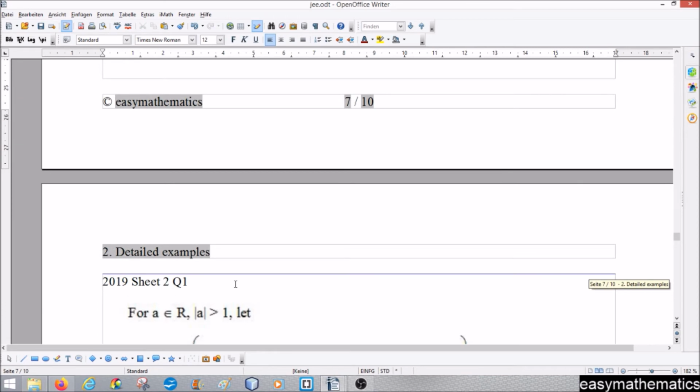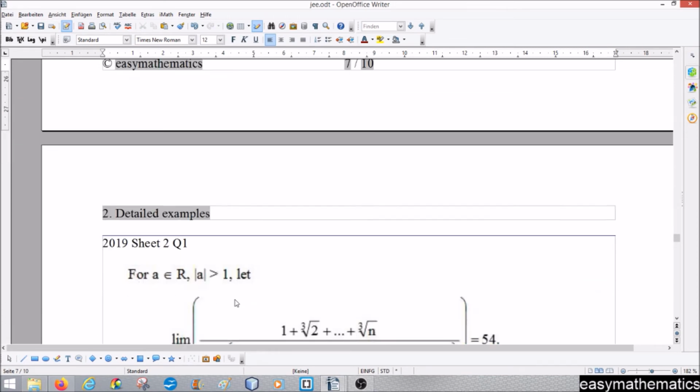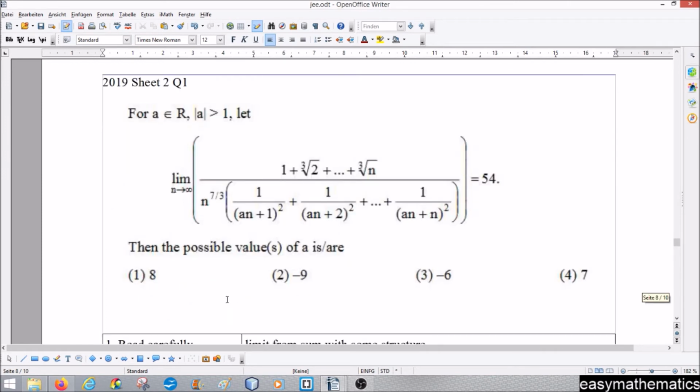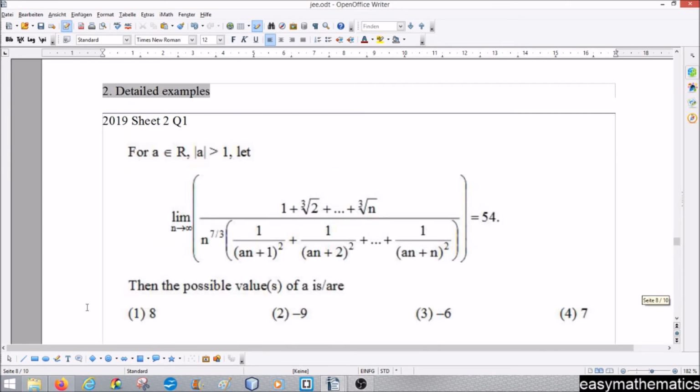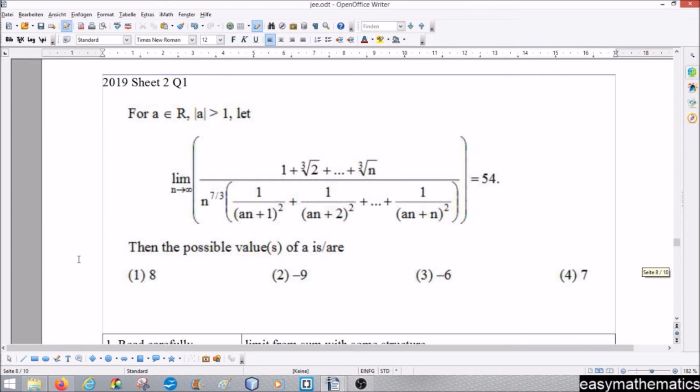Now we take a second question from sheet 2, question 1. We take a look. It looks very horrible: for real a with absolute value of a greater than 1, let this limit equal 54, then the possible values of a are, and then a bunch of options. Okay. How can we do this?